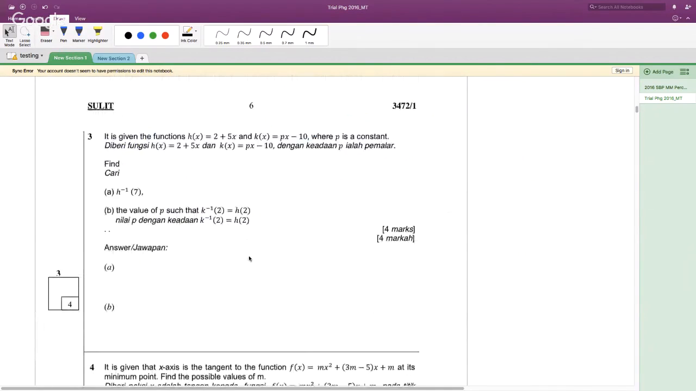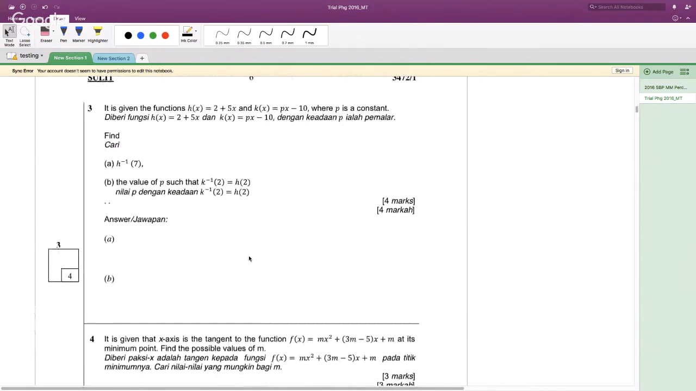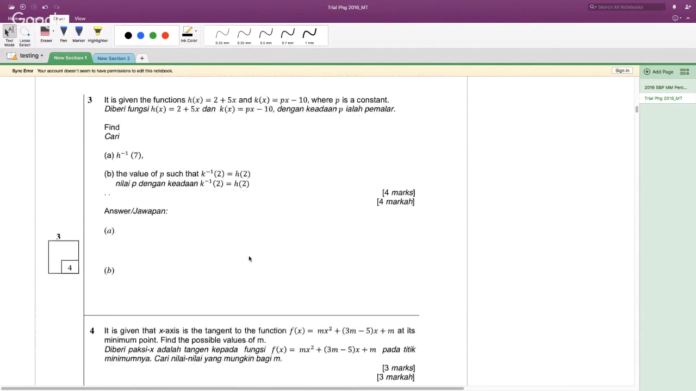Okay, so let's move on to question number 3. It's given that the function h(x) equals 2 plus 5x, k(x) equals that one. In order to solve this one, maybe first h inverse of 7, I let this one equal to y. Then when I move my h inverse to the other side, it becomes h(y). So that means h(y) will equal 7.